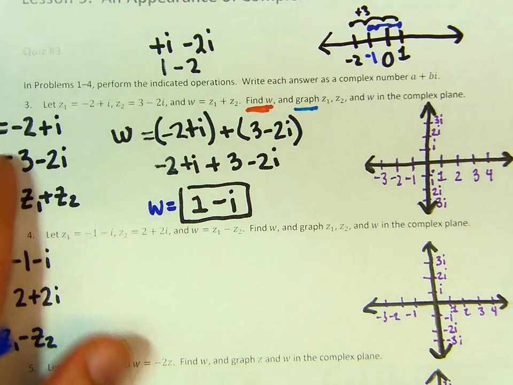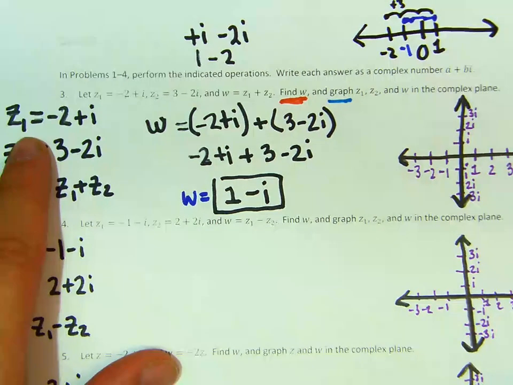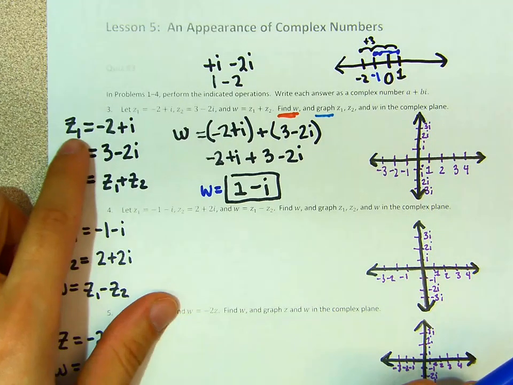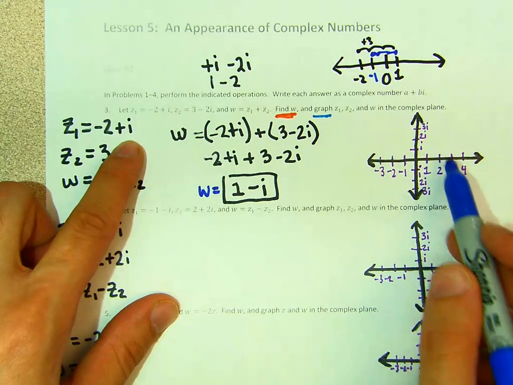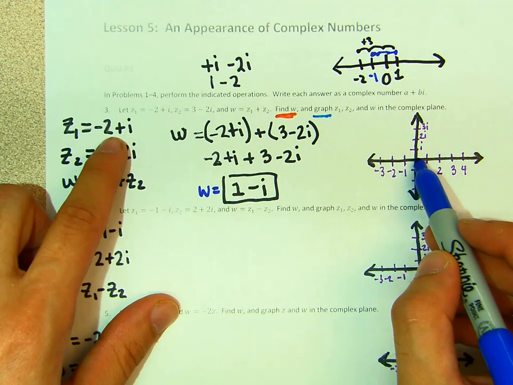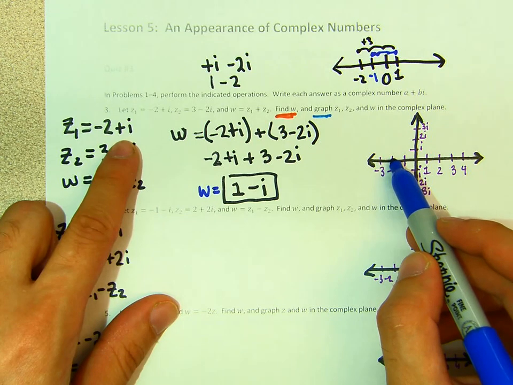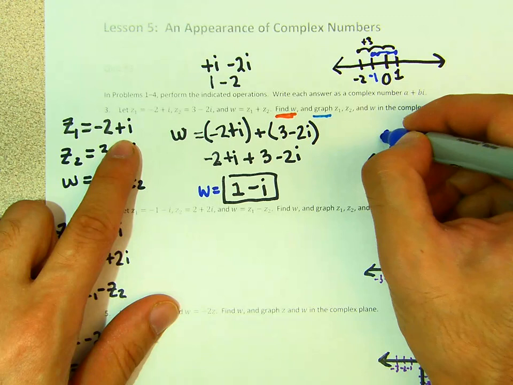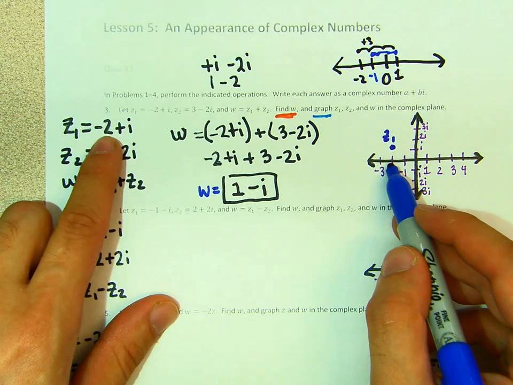But now we just have to graph the points. What is my z sub 1? Let's see. z sub 1, oh, sorry. z sub 1 is negative 2 plus i. So here, if I'm on the complex plane, first I go negative 2. So 1, 2. Then plus i, and plus i is up. So this is my z sub 1. It's right there. It's just negative 2 plus i.